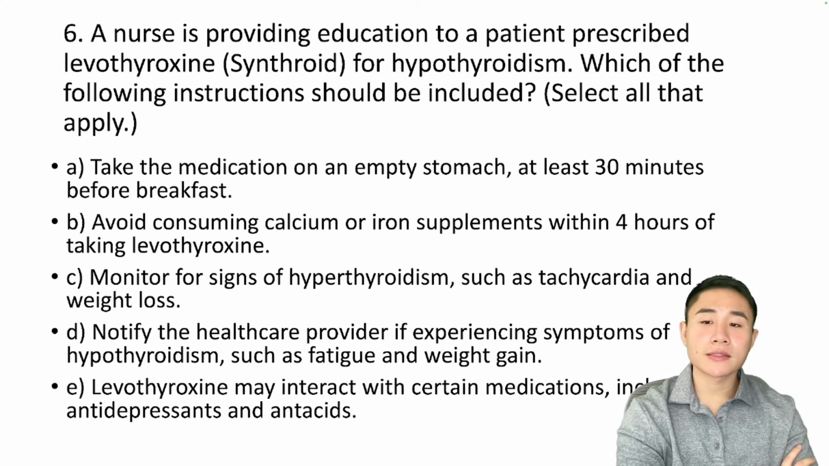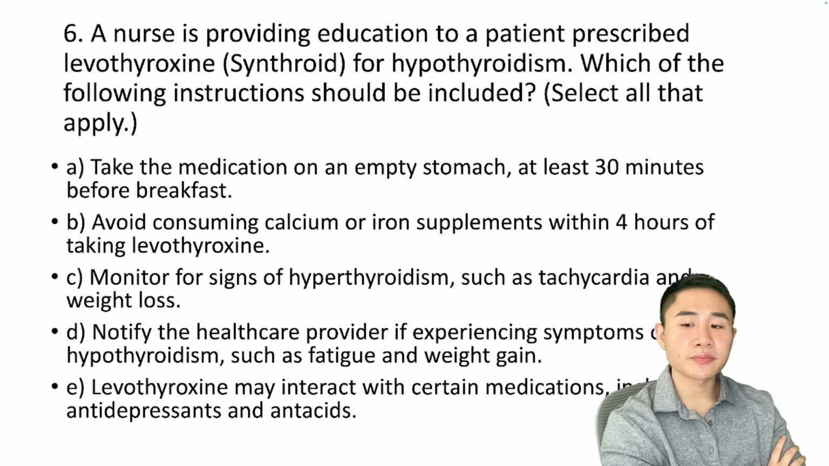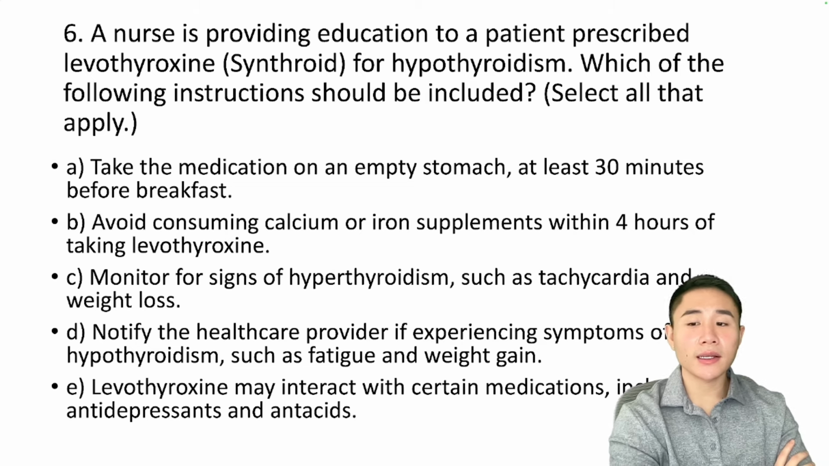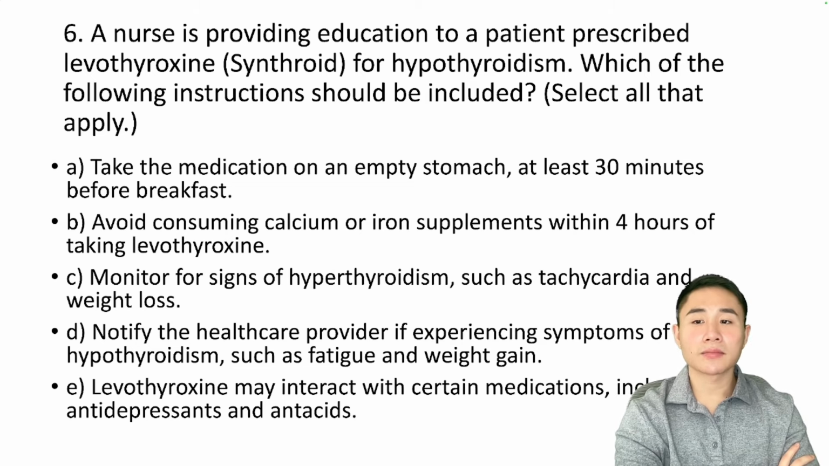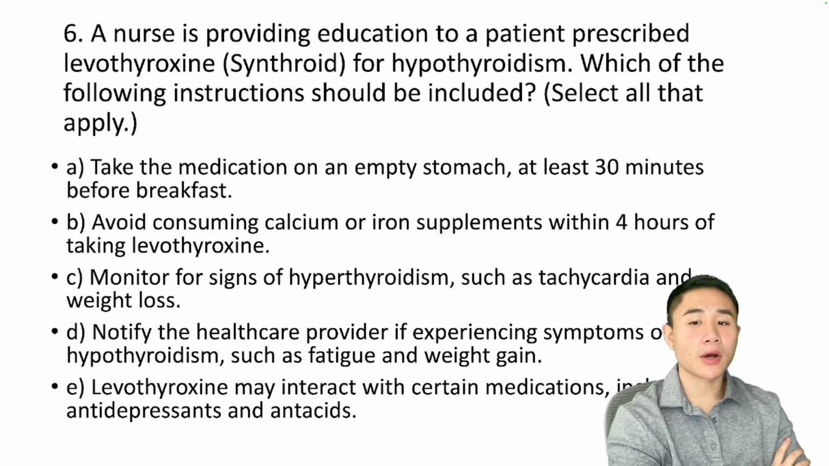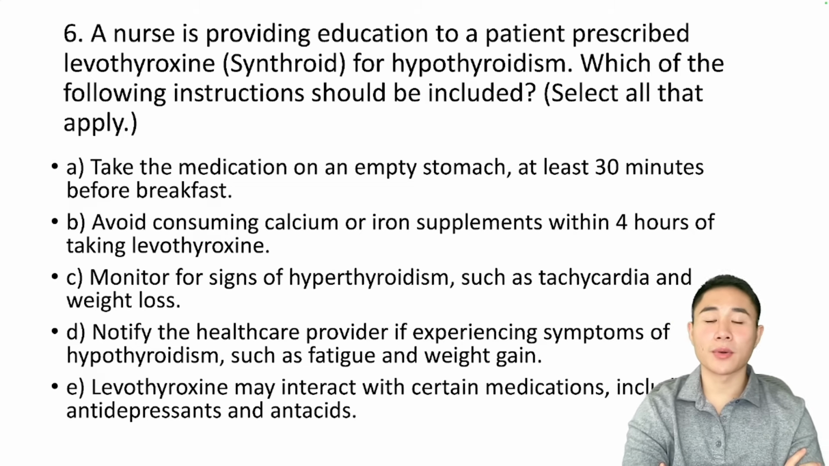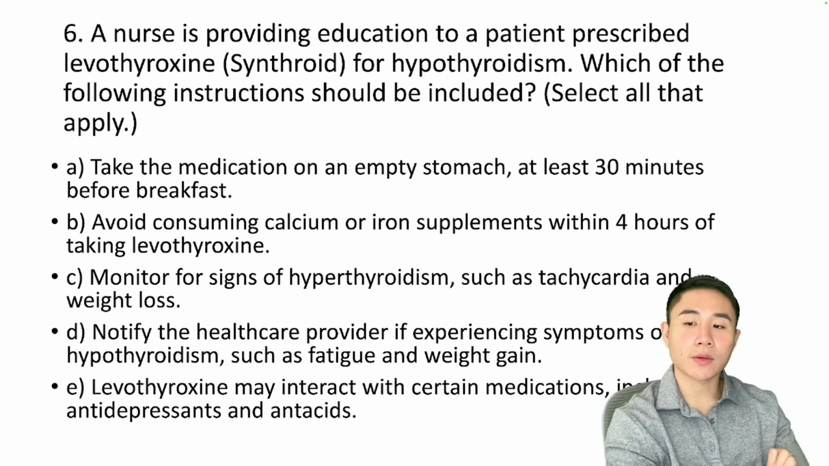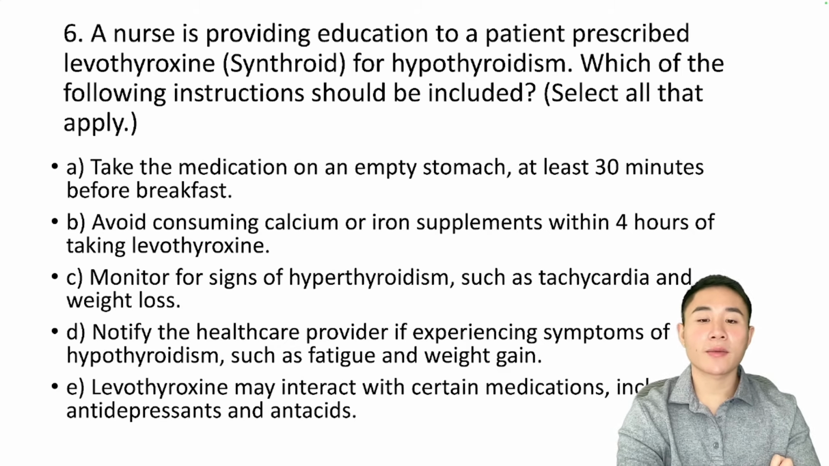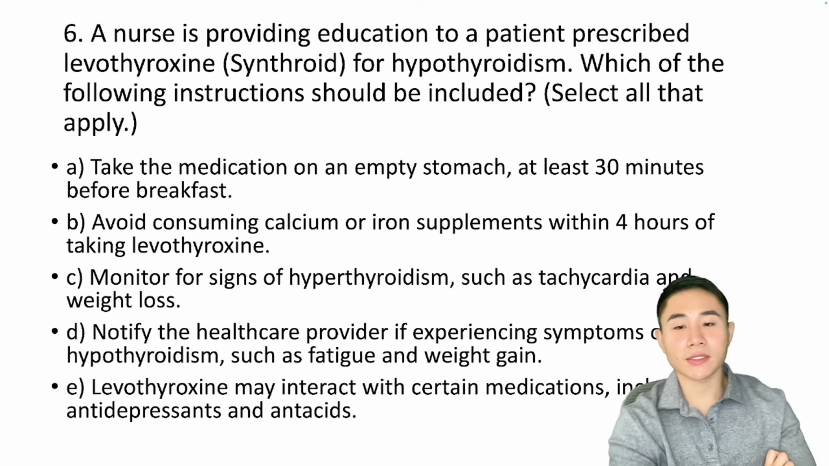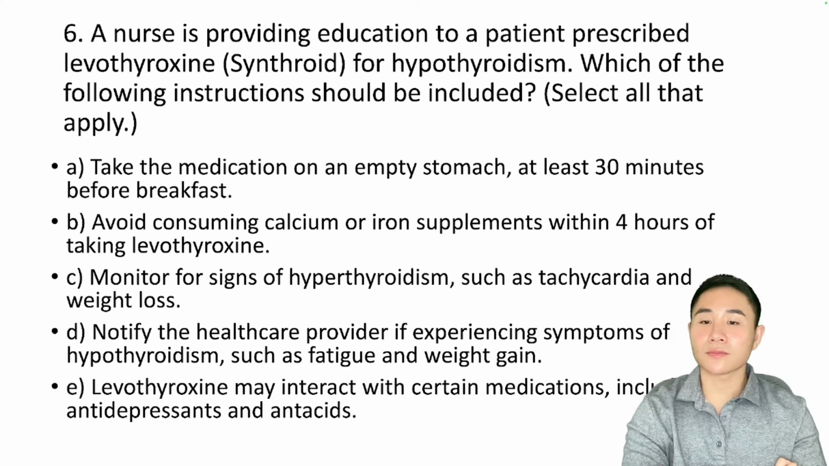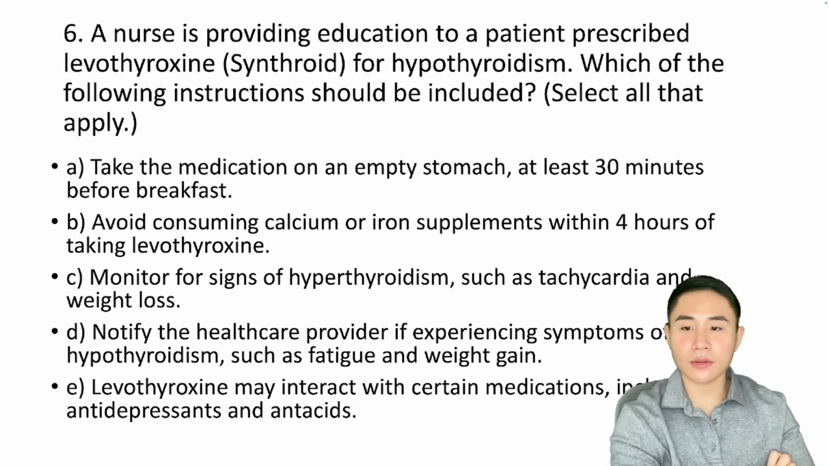C, monitor for signs of hyperthyroidism such as tachycardia and weight loss. I would say that's not incorrect, but we would monitor for signs of both hyper and hypothyroidism. So C may not be correct, but we will come back to that answer. D, notify the healthcare provider if experiencing symptoms of hypothyroidism such as fatigue and weight gain. Okay, so I would choose C and D both, right?